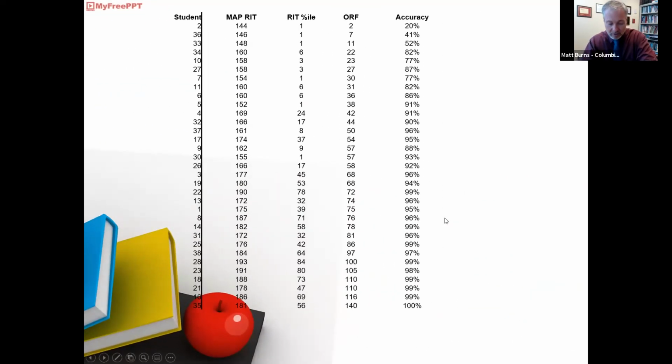Now, let me show you how to cheat. I'll do this real quickly. This is the MAP, Measures of Academic Progress, NWA. So MAP has a RIT score. I don't know how to interpret the RIT scores. I don't know what those mean. I look at the percentile rank. So any kid at or below the 25th percentile is certainly struggling with comprehension.